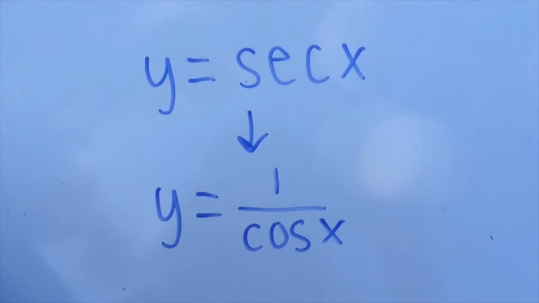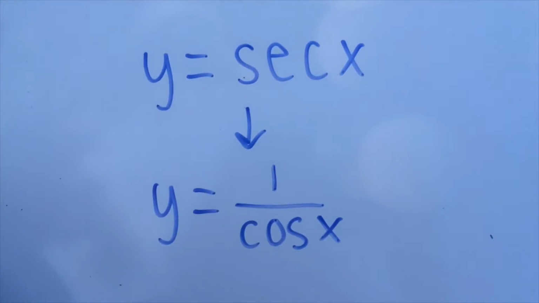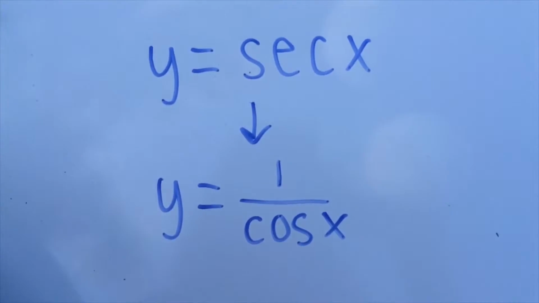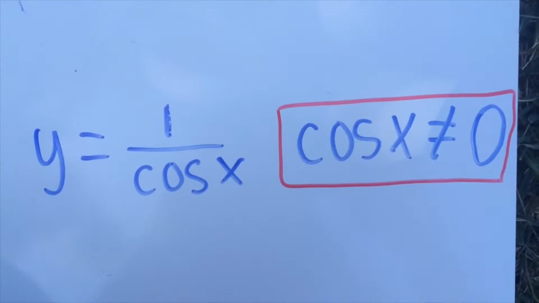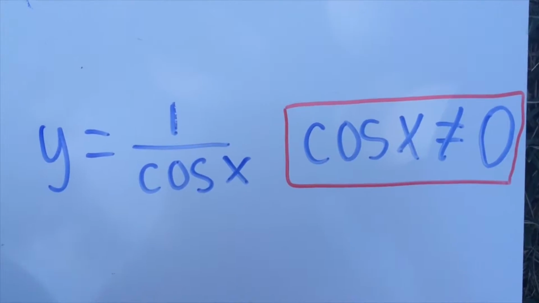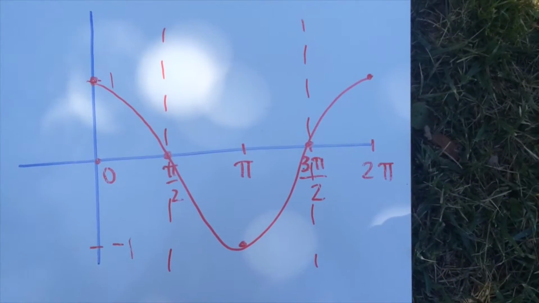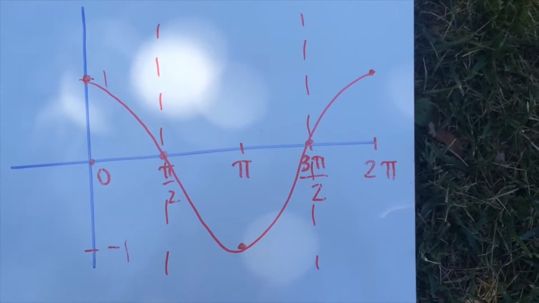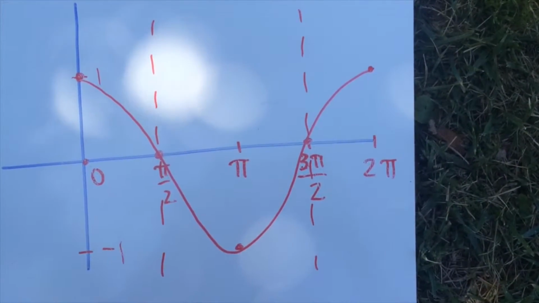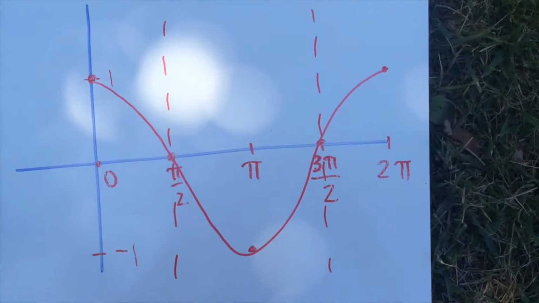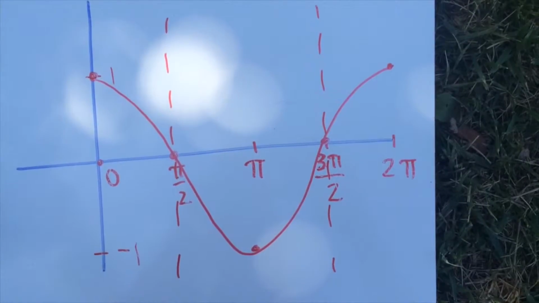Now we must understand that secant x is simply 1 over cosine x, which means that we're going to have major domain restrictions. Because you cannot have a 0 in the denominator, cosine x cannot equal 0, which means there will be asymptotes on our graph. These asymptotes will occur at pi over 2 radians and 3 pi over 2 radians, because on the unit circle, when you're at pi over 2 radians, cosine is 0, and when you're at 3 pi over 2 radians, cosine is also 0. Therefore, there is a domain restriction and there are asymptotes at those spots.